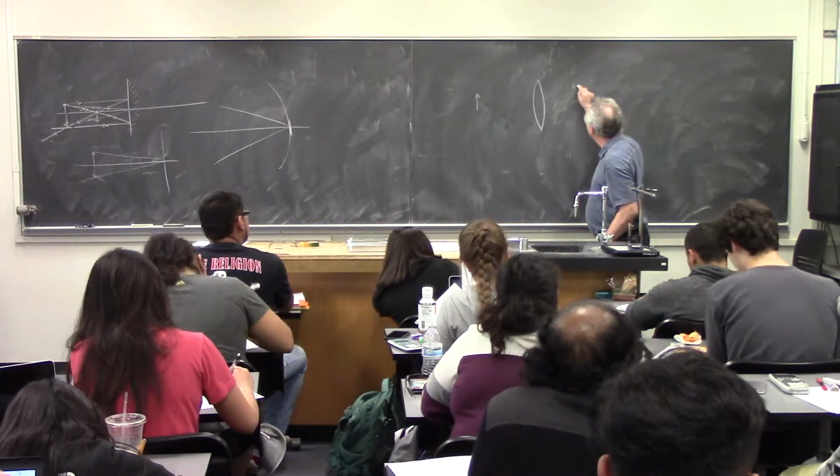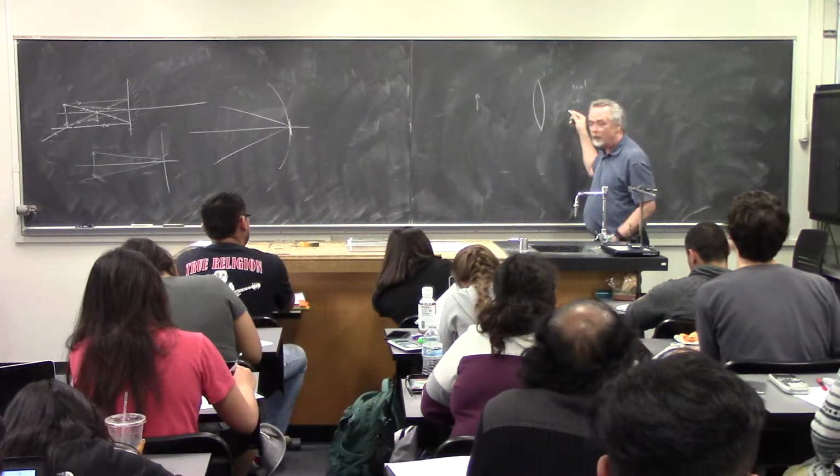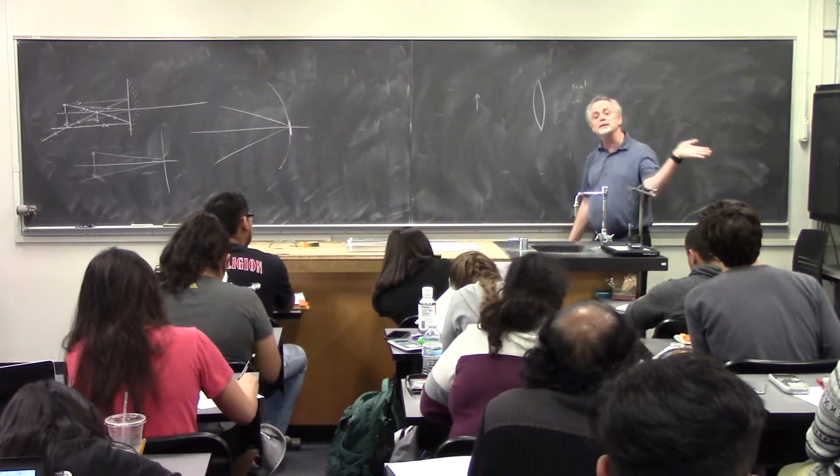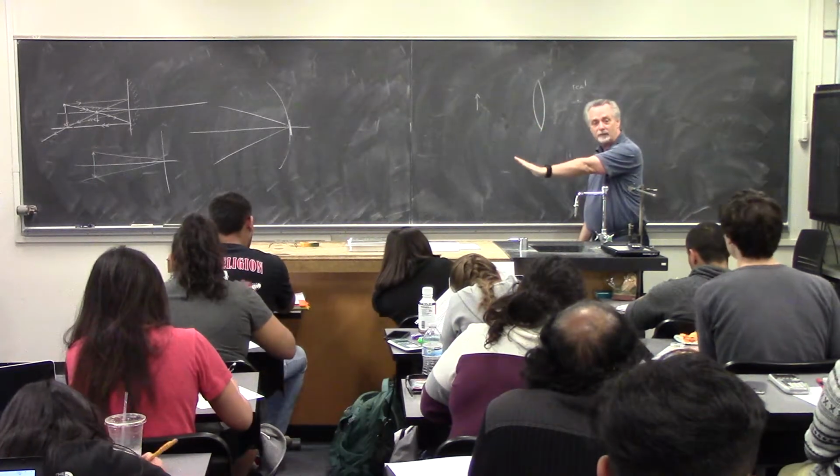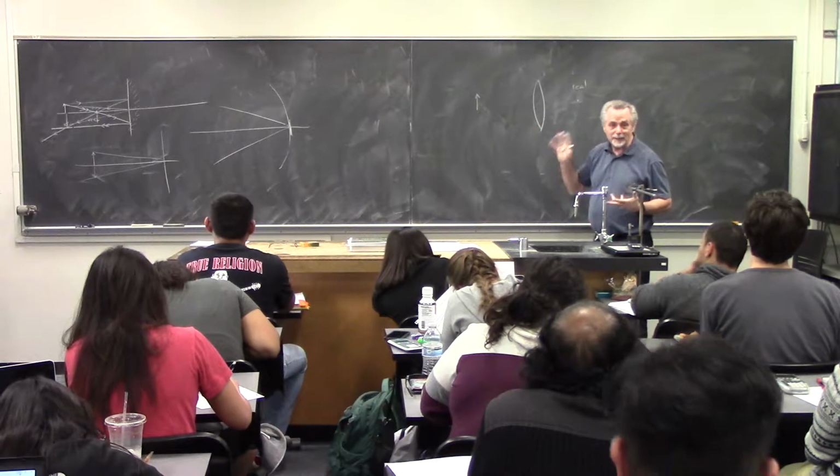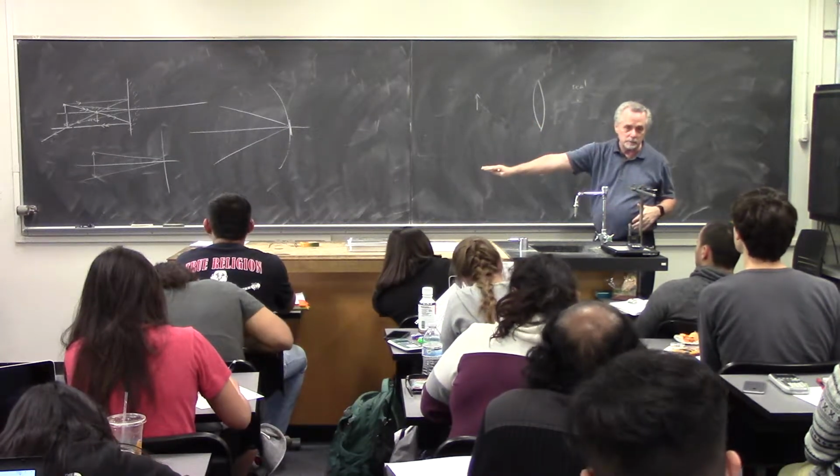So this is the real side. The light's coming from this way. If the light were going this way, I mean, lenses transmit light, so the real side is where it goes after hitting the lens. Mirrors reflect light, so the real side is where light goes after hitting the mirror.